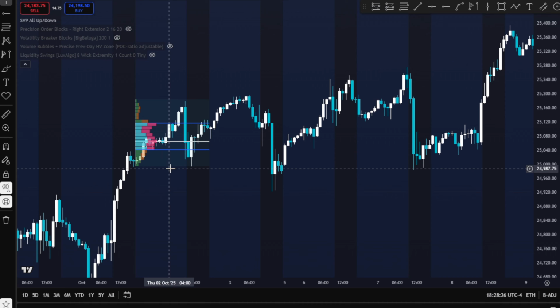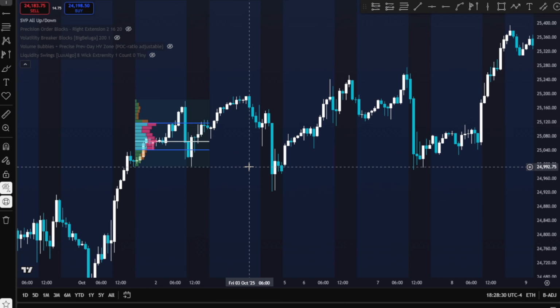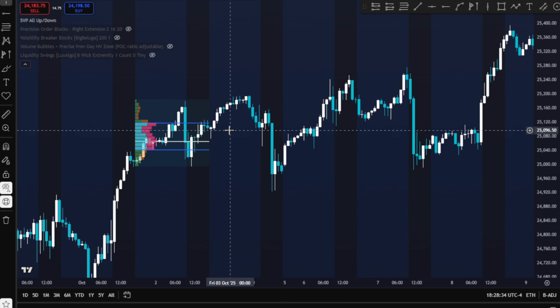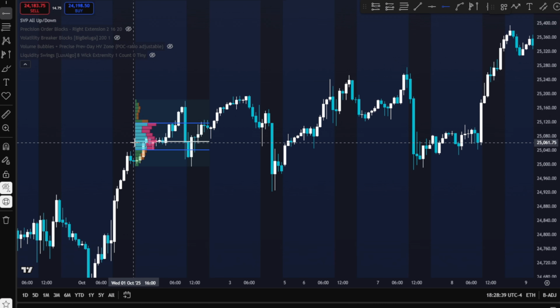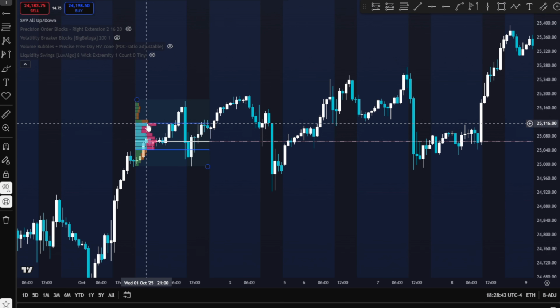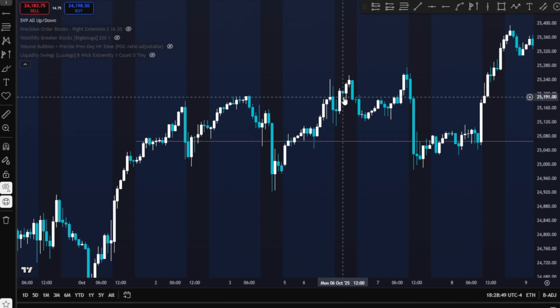On October 2, this is the profile for October 2. Now let's go to Friday, October 3rd, the next day. What we can see here is there is a volume control here. So I draw this out, right? You can see the next day when price opened, the market drew towards the point of control. So this is the key highlight.